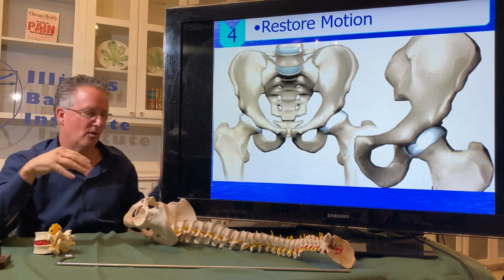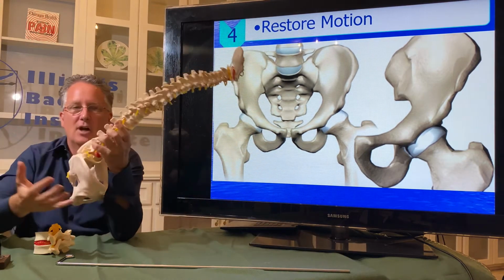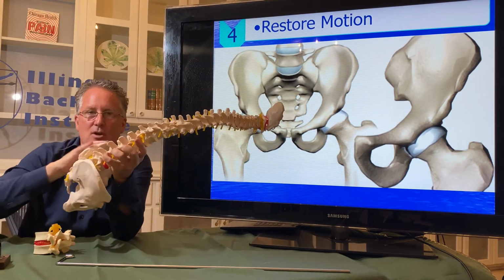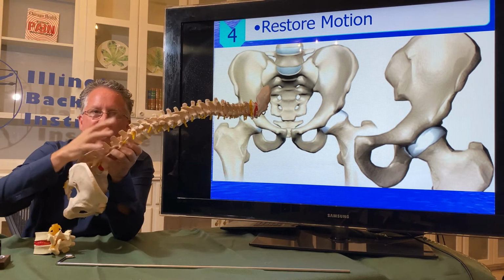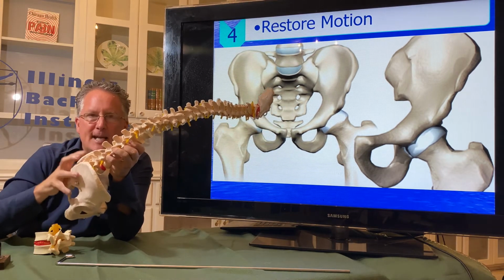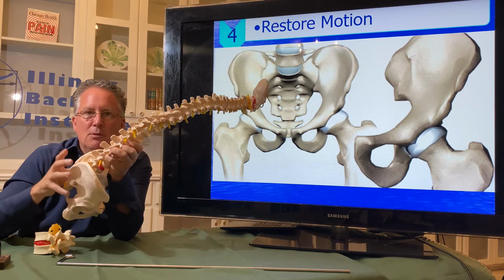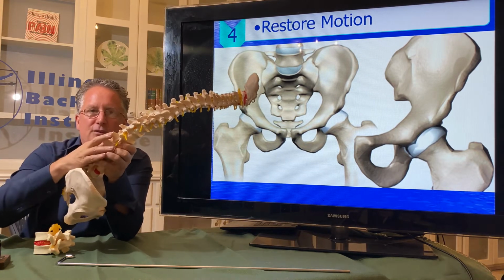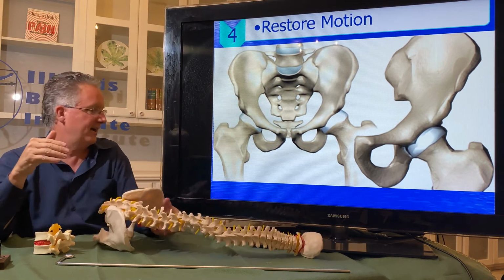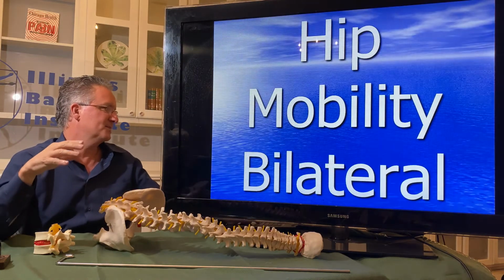Step number 4 is make sure the hips are mobile. When the hips are mobile, it takes the pressure off the spine. If your hips are tight and the hip joints aren't moving the way they should, then your spine starts to do the movement. And we know that when the spine starts to do the movement, that is bad.